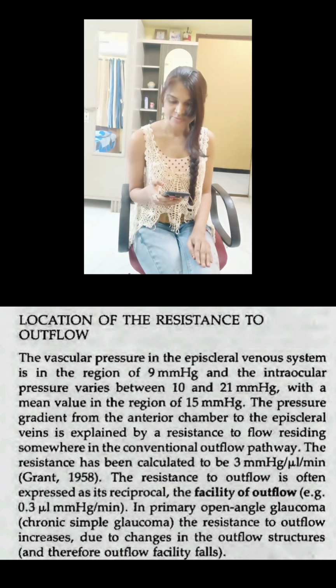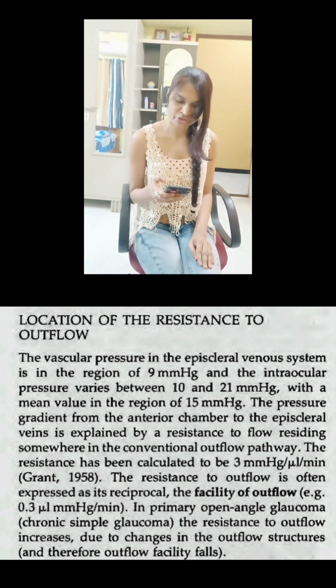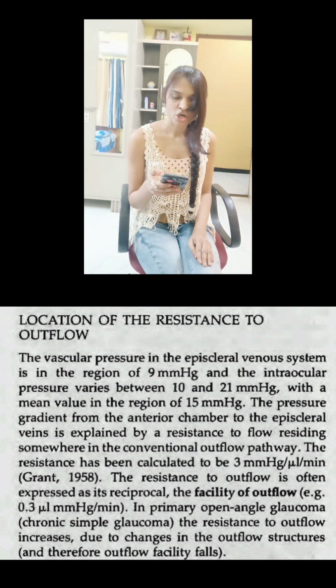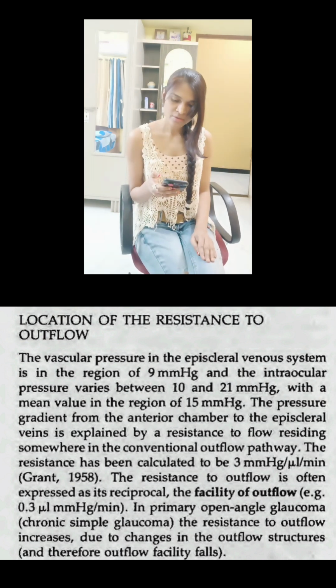The resistance has been calculated to be 3 mm mercury per microliter per minute. The resistance to outflow is often expressed as its reciprocal, the facility of outflow, for example, 0.3 microliter per minute per millimeter of mercury. In primary open-angle glaucoma, chronic simple glaucoma, the resistance to outflow increases due to changes in the outflow structures, and therefore outflow facility falls.